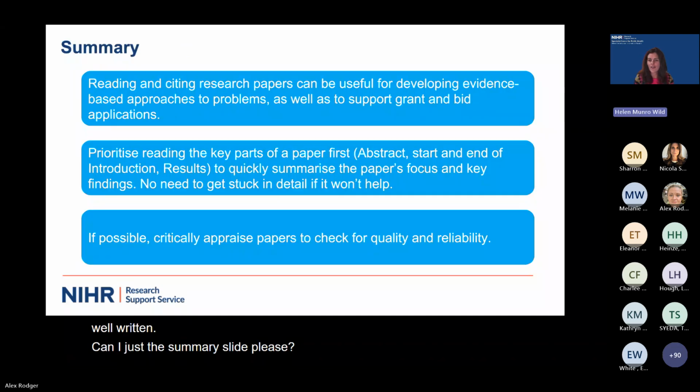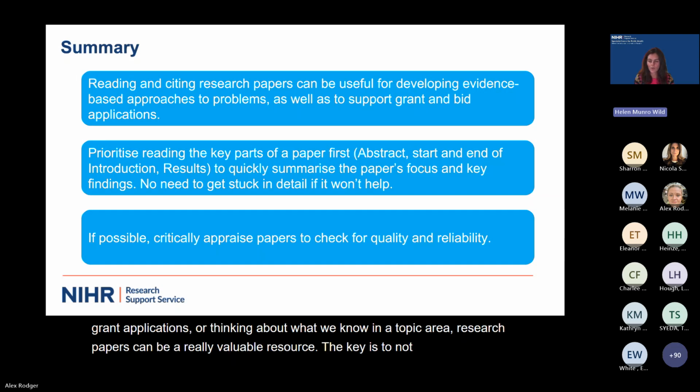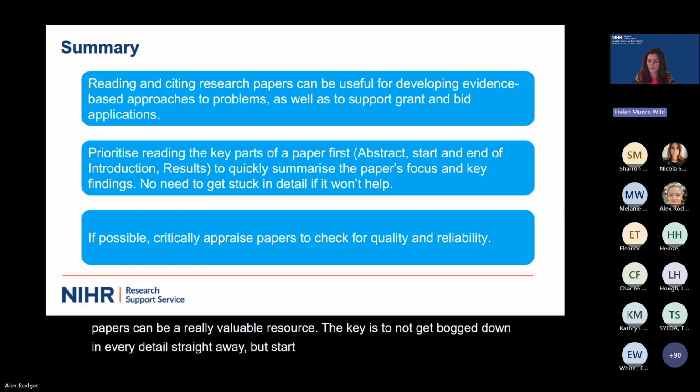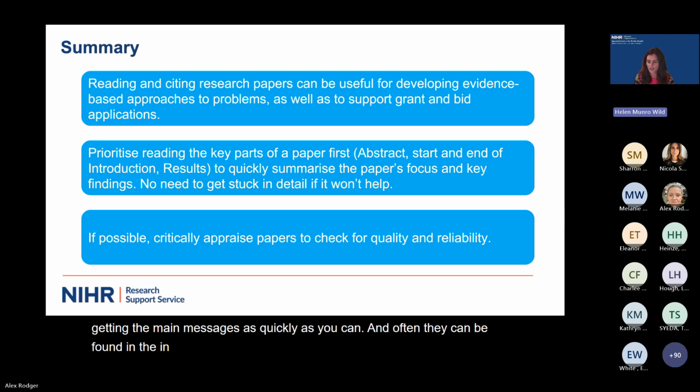So when we're working on evidence-based approaches or putting together grant applications or thinking about what we know in a topic area, research papers can be a really valuable resource. The key is to not get bogged down in every detail straight away, but start by skimming the sections and getting the main messages as quickly as you can. And often they can be found in the abstract and the conclusions.